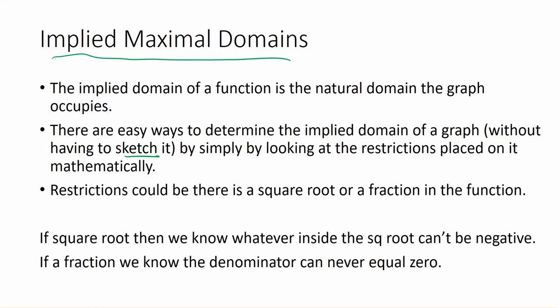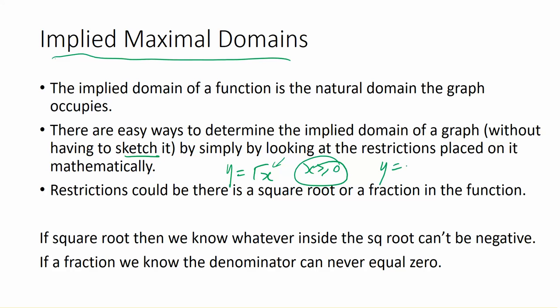If you're forced to, then by all means do so. But you can simply look at the restrictions placed on the graph mathematically. And what do I mean by that? Restrictions could be a square root or a fraction in the function. For example, if I have y equals root x, what's the natural restriction? Well, the square root itself is a restriction, because whatever's inside a square root cannot be negative overall. So a natural restriction would be x has to be greater than or equal to 0. It can be 0. You can have the square root of 0, but you can't have the square root of anything negative. So this will be your natural domain because it's the restriction itself.